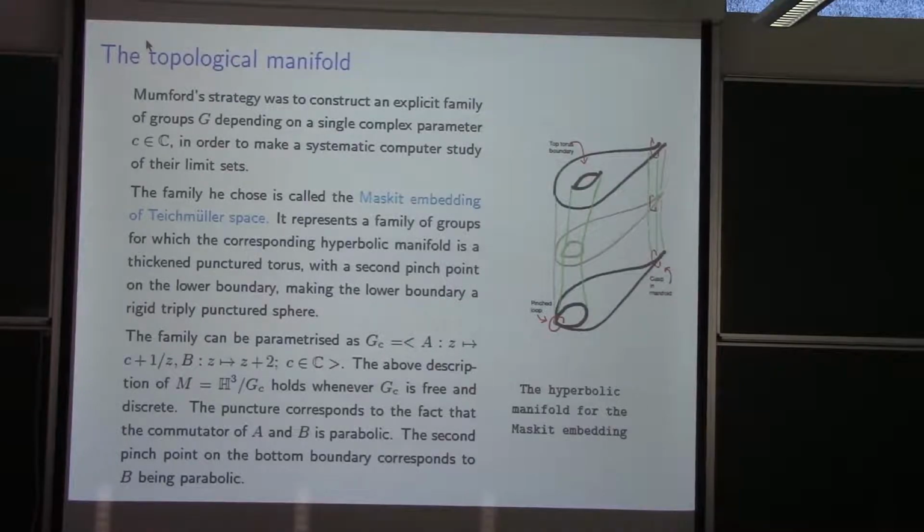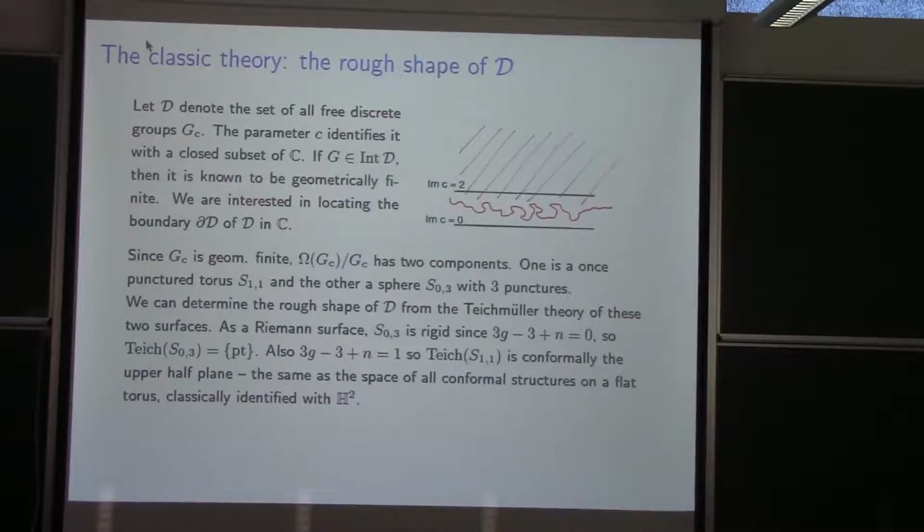Sorry, let's go through that. Right, the top surface has one component, and the bottom surface is a punctured torus, a triply punctured sphere. So we know the Teichmuller theory of this. We know what the boundary at infinity is. One thing, this thing is rigid, so it can't be deformed, and the punctured torus can be deformed.